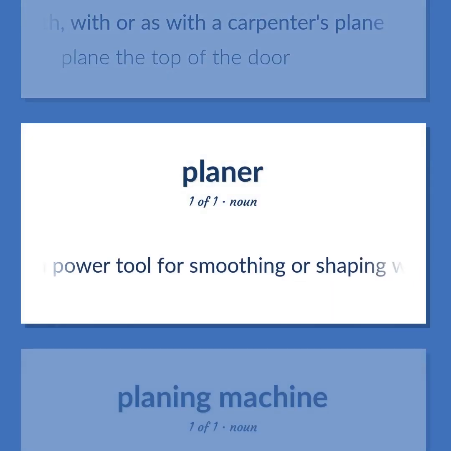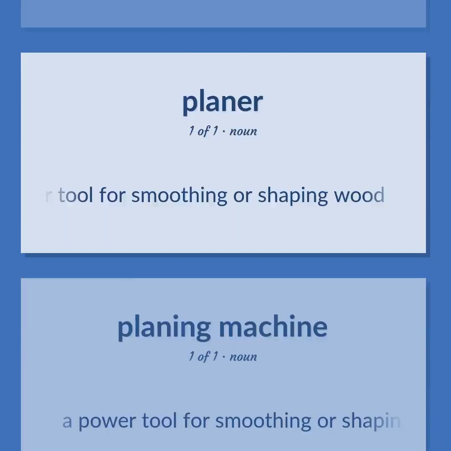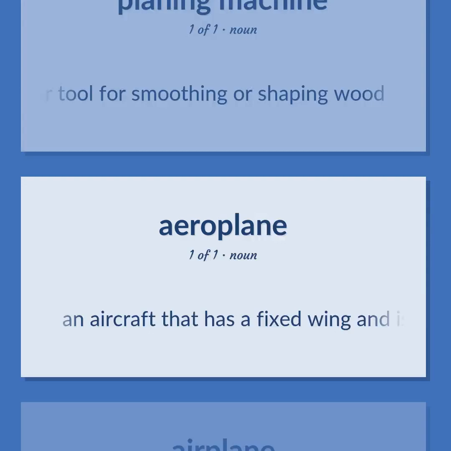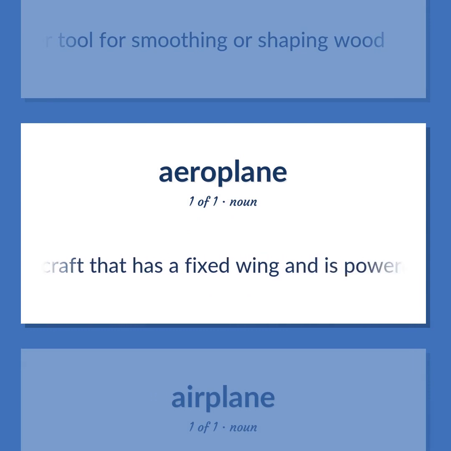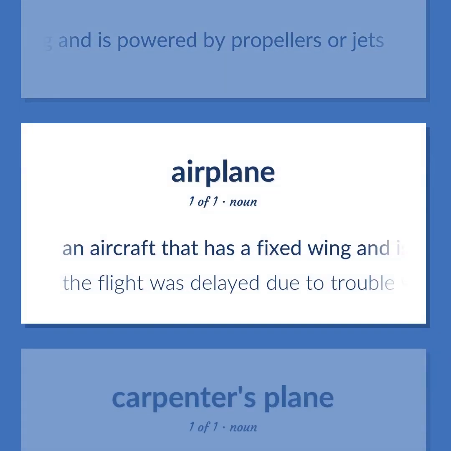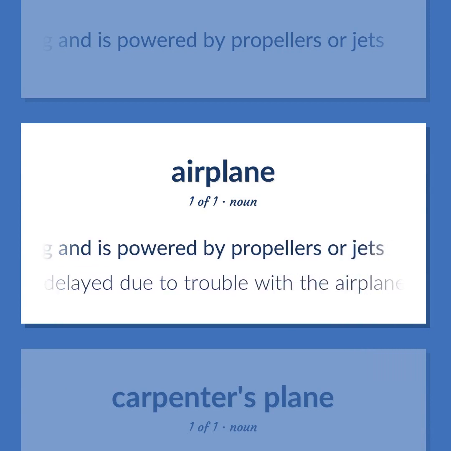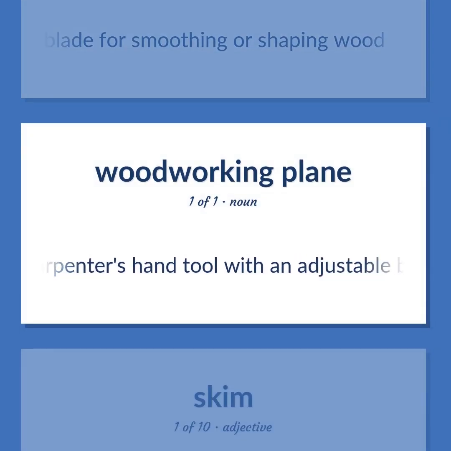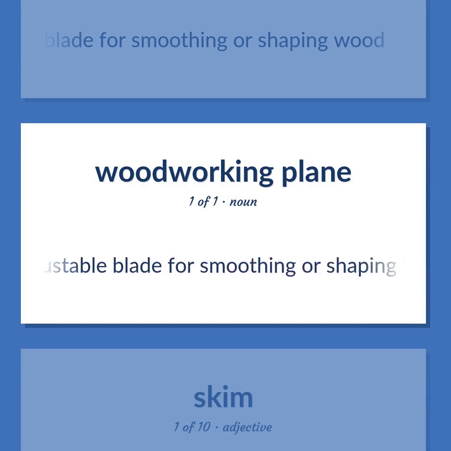A power tool for smoothing or shaping wood. An aircraft that has a fixed wing and is powered by propellers or jets. The flight was delayed due to trouble with the airplane. A carpenter's hand tool with an adjustable blade for smoothing or shaping wood.